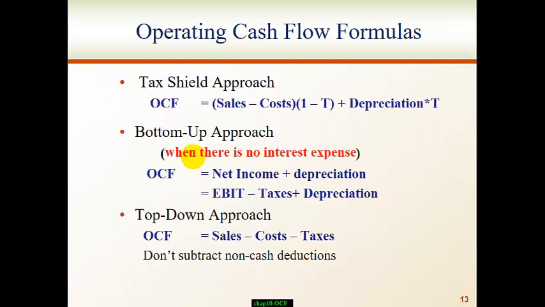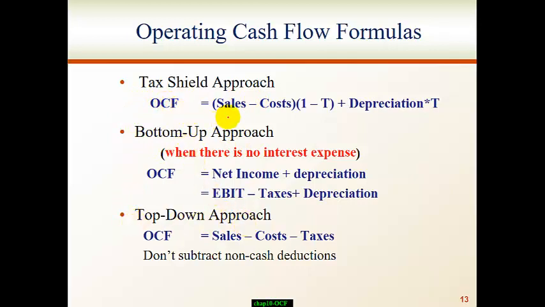Now we're going to turn to how to find the operating cash flow. Companies that operate sell goods, collect money, and have sales revenue and also operating costs. So how do we understand how much cash flow is generated from operation? There are 3 different ways to do this: tax shield, bottom up, top down.